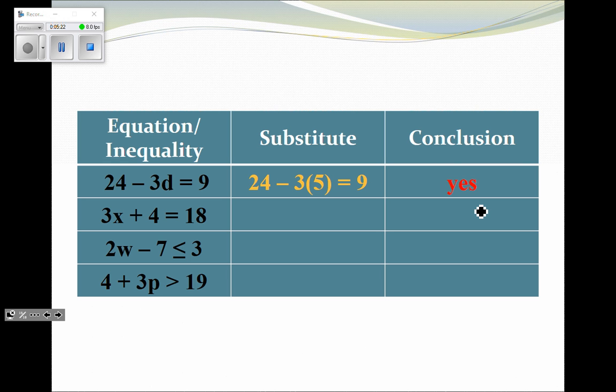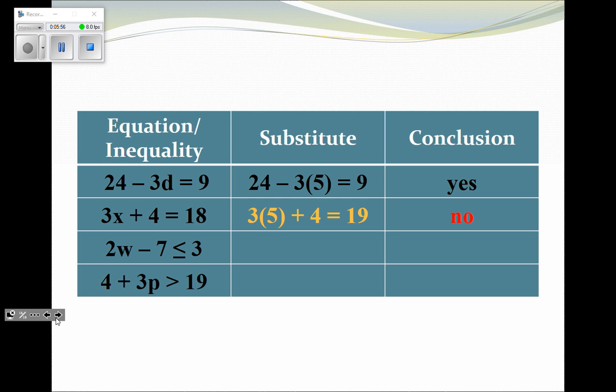solution to this equation. Okay, same thing here. We're going to do 3 times 5. We're going to plug 5 in again for x, plus 4, and this equals 18. All right, we're going to see if that's true. So 3 times 5 is 15. 15 plus 4 is actually 19. So this is not a solution.